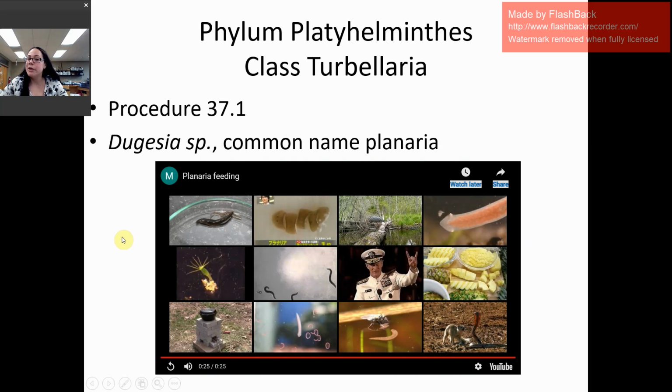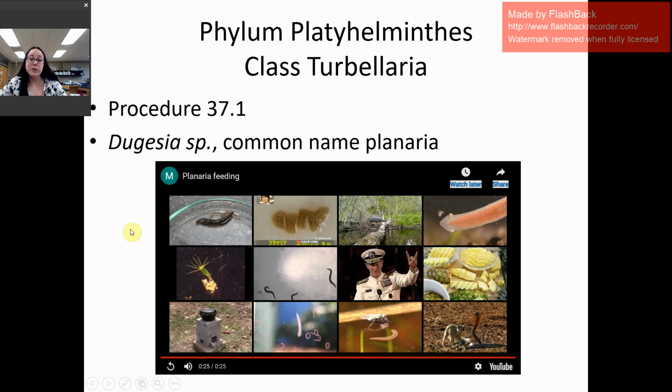But you can find them actually in ponds. You can find them in the mud. So if you want to see a real one, just go to a pond and try to get some mud, and then you can grab it with a jar and let it settle, and then you should be able to see flatworms if there are any.